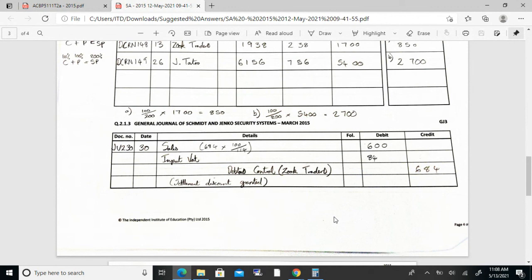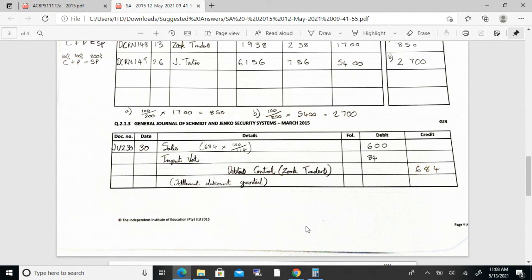Another way to quickly check: look up at Zook Traders. Did we transact with them? Can you see on the 12th and on the 13th, it was credit sale of trading inventory. So these are people who have bought from us on credit, in other words, this is a debtor. So again, this has to be a settlement discount granted.